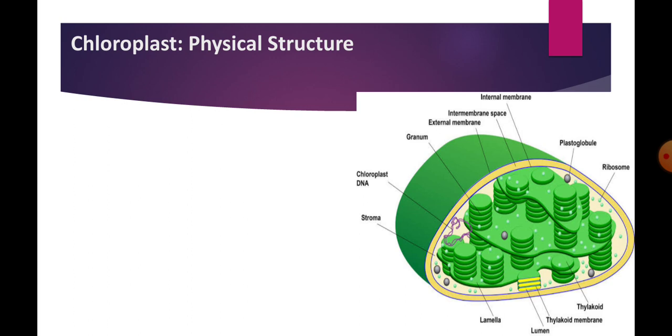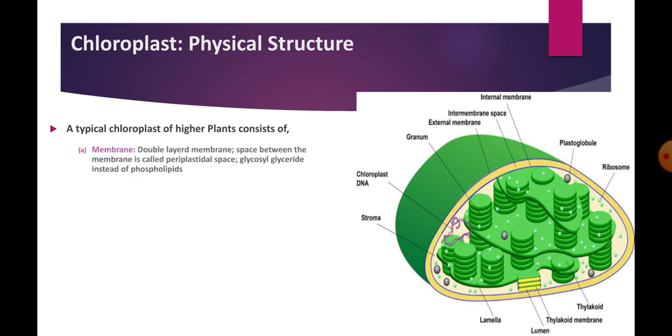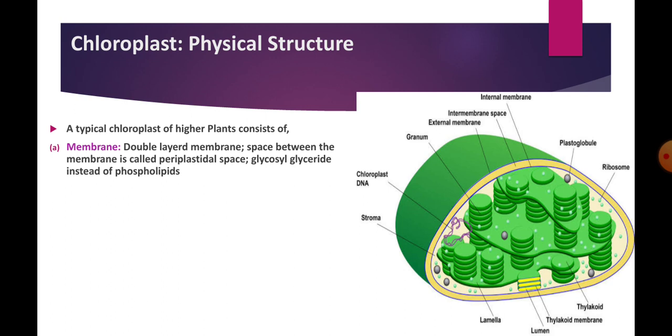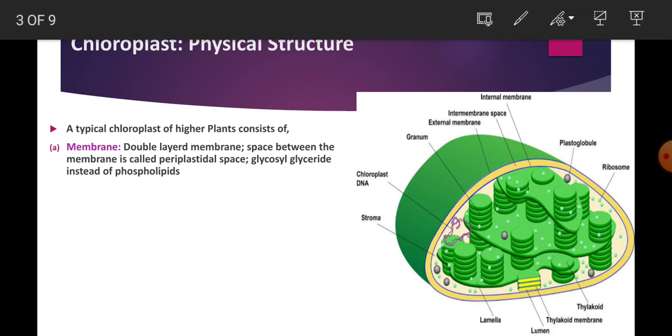So let's know the structure of chloroplast. A typical chloroplast of higher plants consists of membrane. They are double membrane organelles, and there is an outer membrane and an inner membrane, and some space between the membranes, that is intermembrane space. But these membranes are not composed of phospholipids. They are composed of glycosyl glyceride.